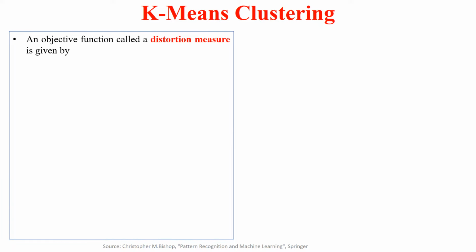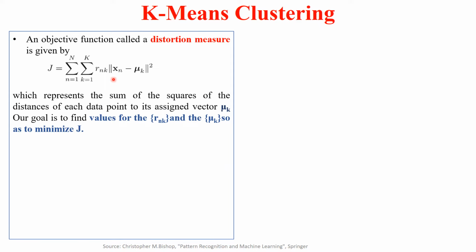An objective function called a distortion measure is given by this formula. J is equal to the summation of n equals 1 to N, summation of k equals 1 to K, r suffix nk times the squared distance, which represents the sum of the squares of the distance of each data point to its assigned vector mu k. Our goal is to find the values of r nk and mu k so as to minimize J.